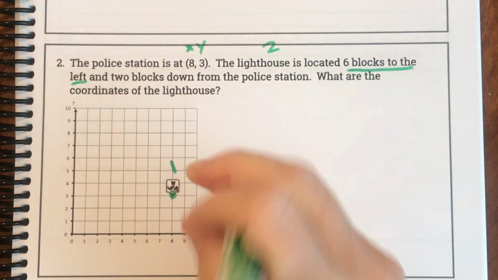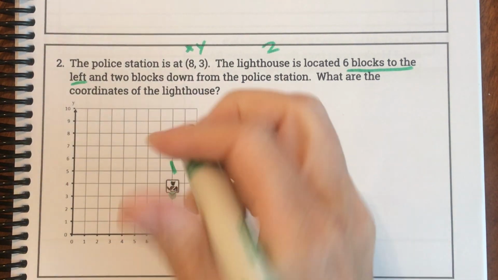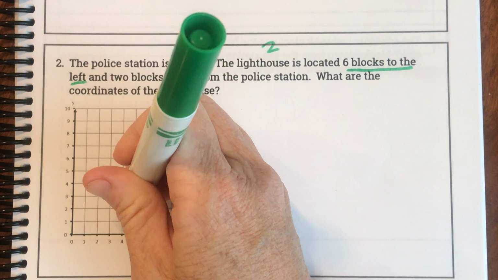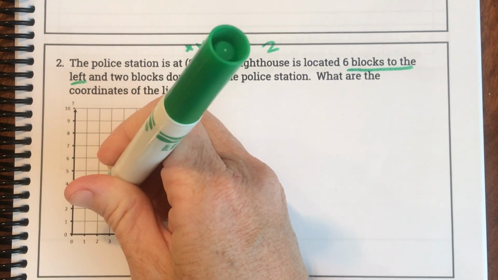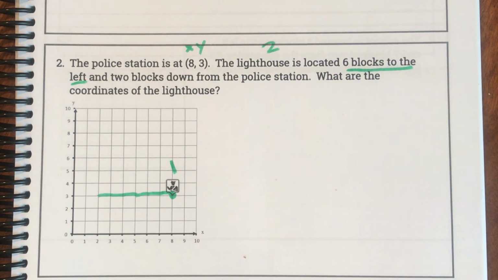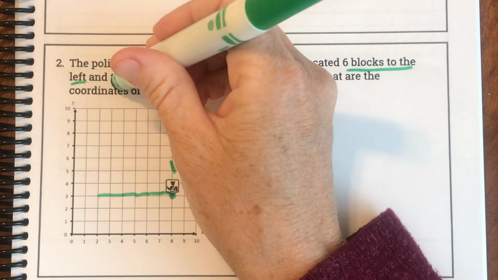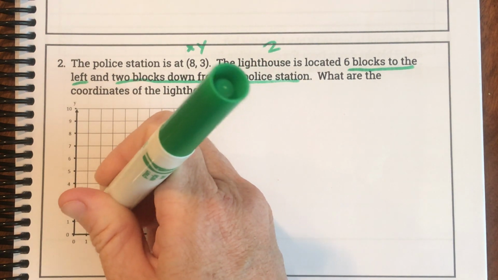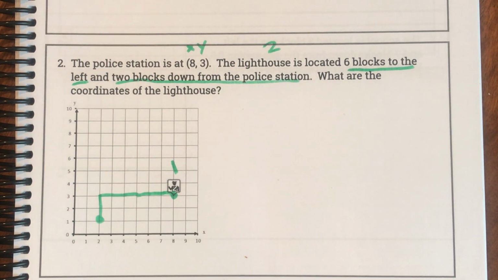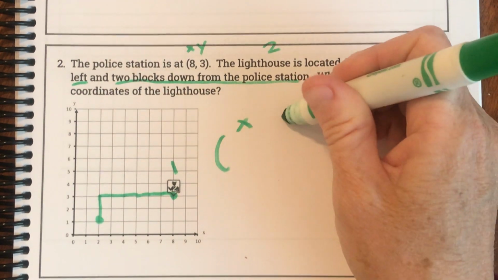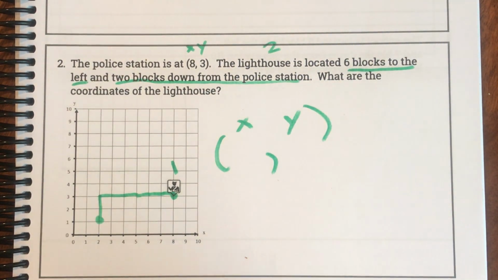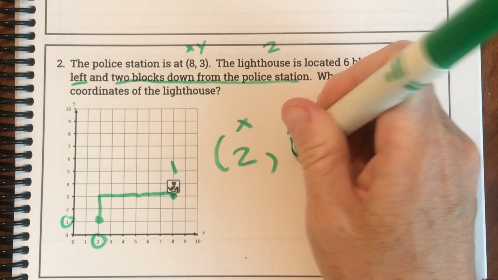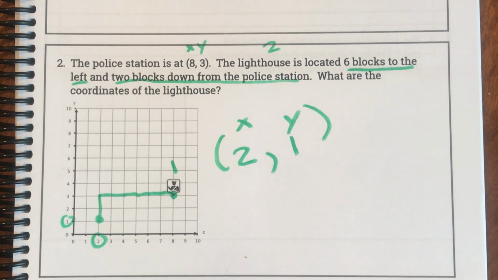So let's go 6 left after we made sure we made our point there. 1, 2, 3, 4, 5, 6 left. And then they told me it's 2 blocks down from the police station. So I'm going to go 1, 2. And that is where my lighthouse is. So my lighthouse is, its X is 2 and its Y is 1. And that is our answer.